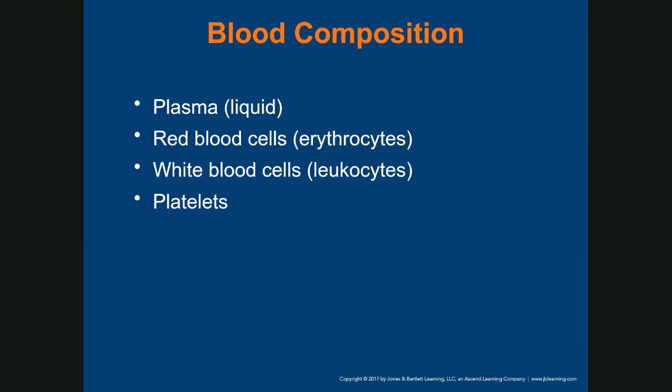Blood composition, we know this by now. So the liquid is the plasma, red blood cells are the erythrocytes, which are important to the process of oxygenation. White blood cells are leukocytes, whose role is to fight infection within the body, and platelets are important to the clotting process. Now, red blood cells are not able to move on their own. They need plasma to move around the body. White blood cells are able to move wherever there's a problem inside of the body.